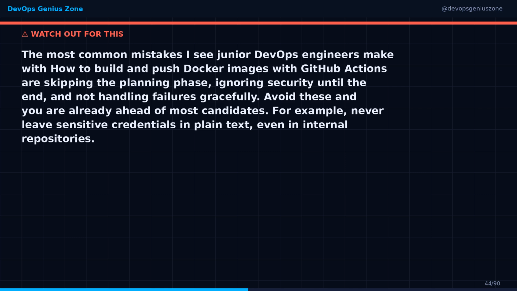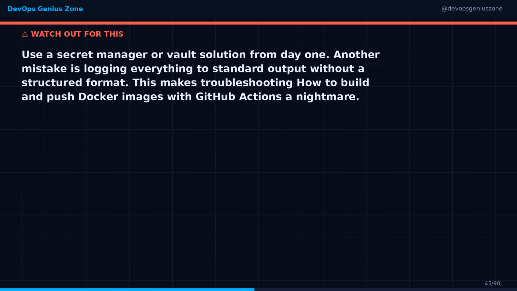Another mistake is logging everything to standard output without a structured format. This makes troubleshooting how to build and push Docker images with GitHub Actions a nightmare. I've seen outages prolonged for hours because the logs were unusable. Spend time on your logging strategy from the start.